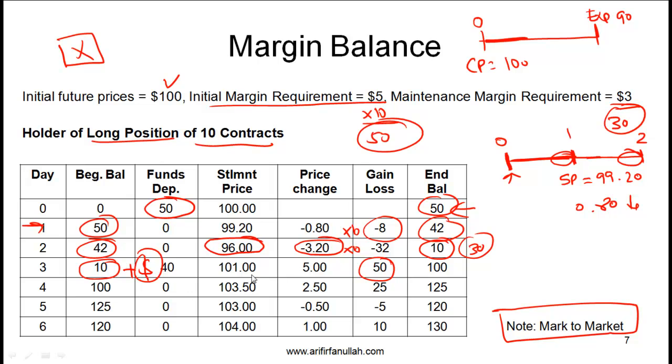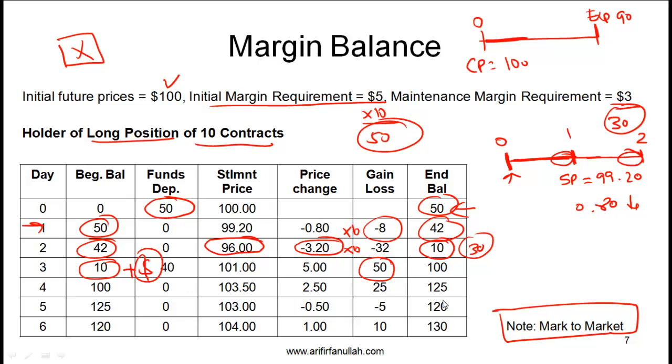Mark to market simply means that when you are making losses on a daily basis, your account is being adjusted to reflect the losses, and similarly when you are making gains on a daily basis your account is being updated to reflect the gains.